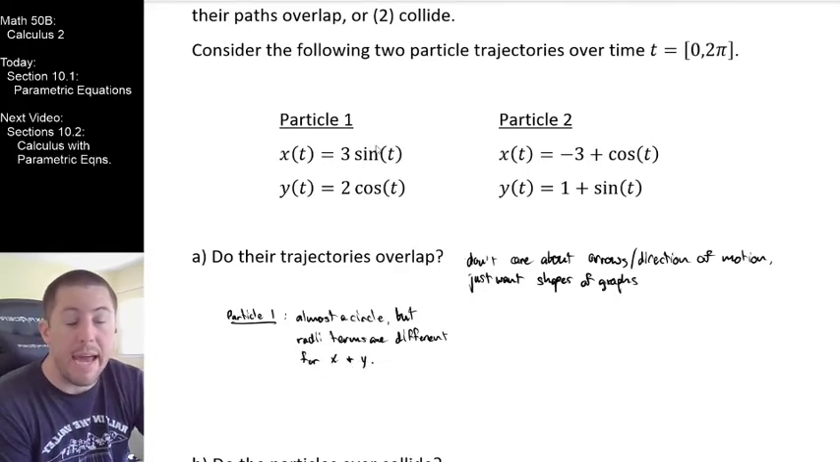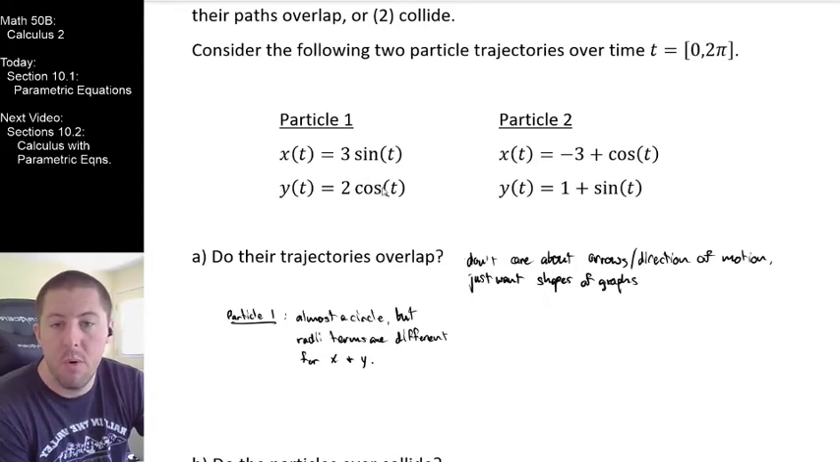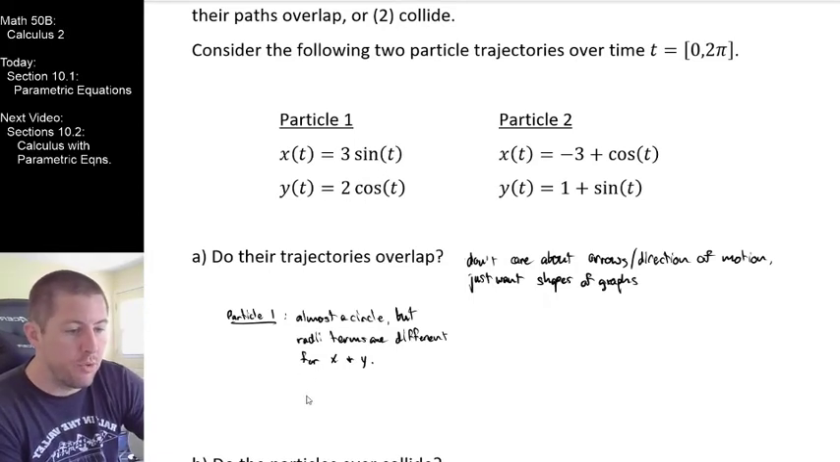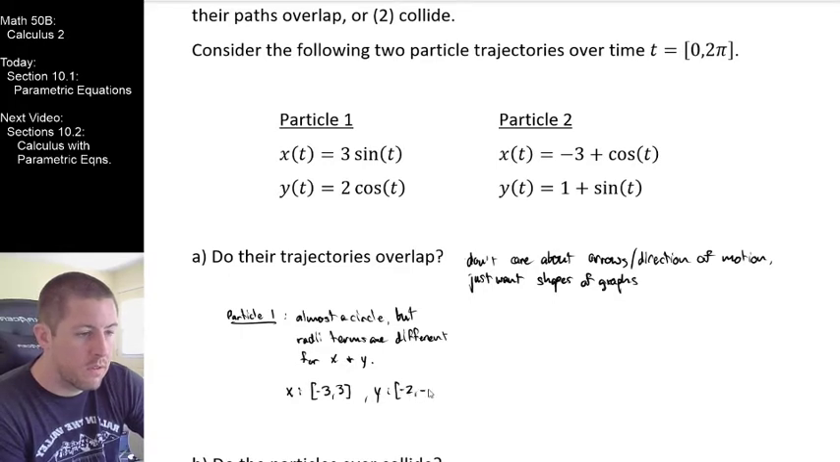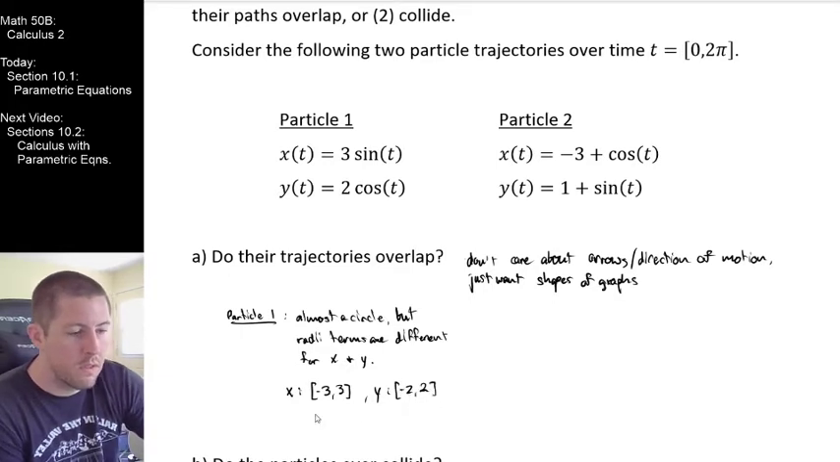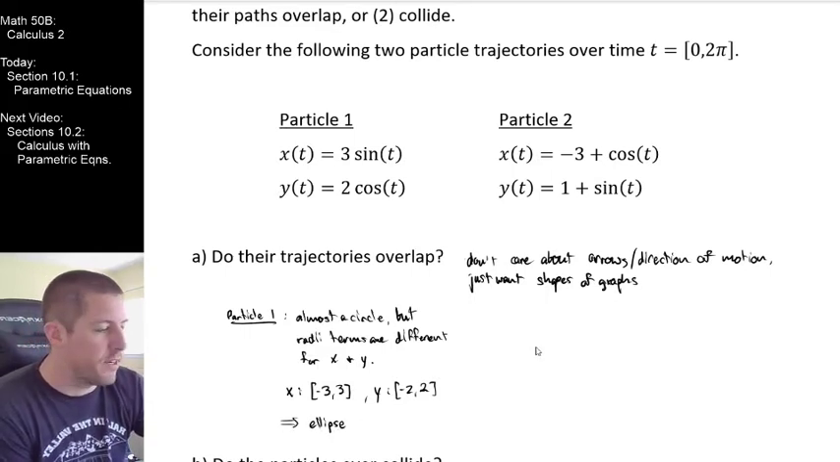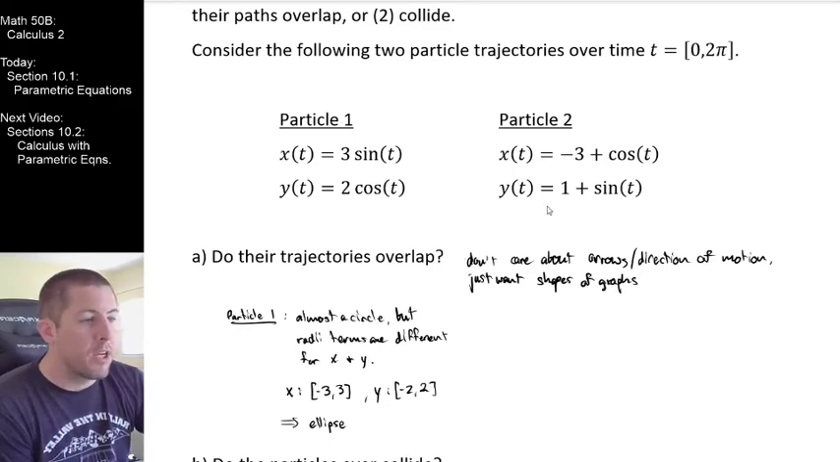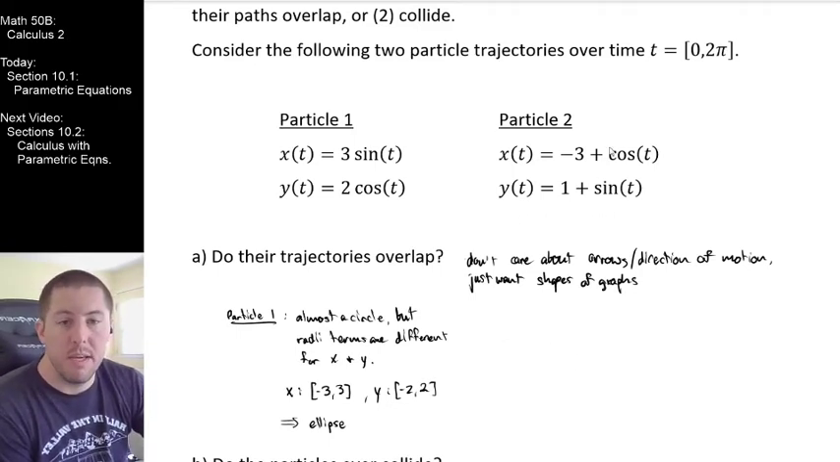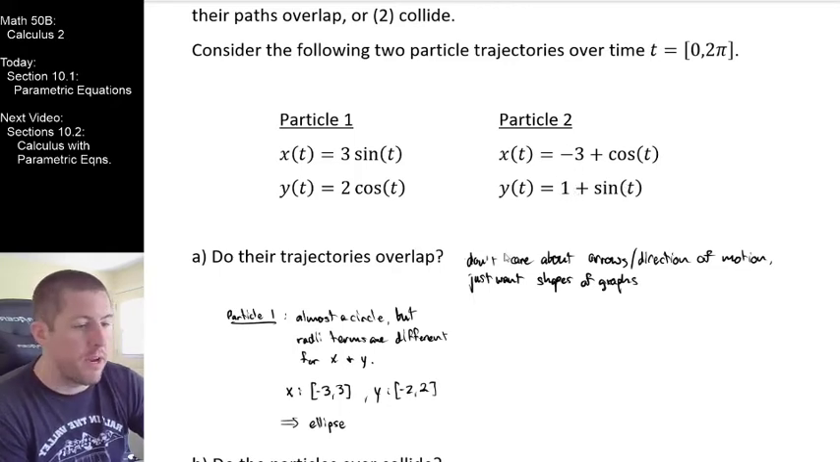It seems like my x span goes from -3 to 3, whereas my y span only goes from -2 to 2. That means we're going to get an ellipse here, just a radius that's different over time. What are we getting for particle 2? Well, particle 2 also looks to me like a circle, but it looks like it's been shifted. The cosine and the sine parts say to me we're getting a circle. It just seems like this has been moved up 1 and left 3.